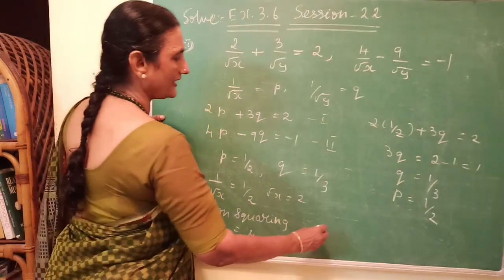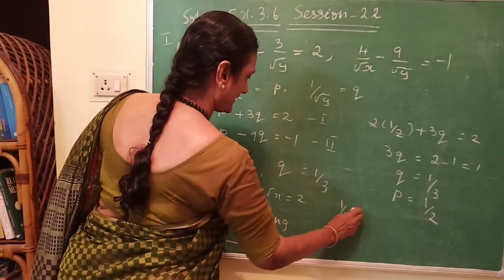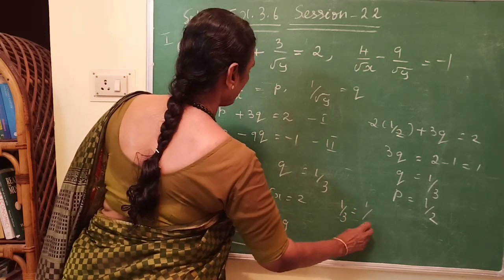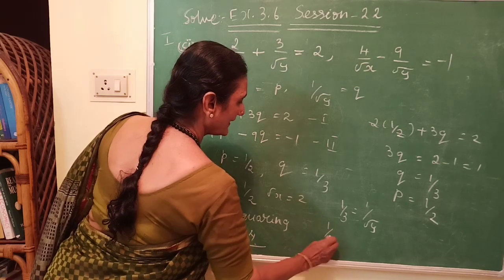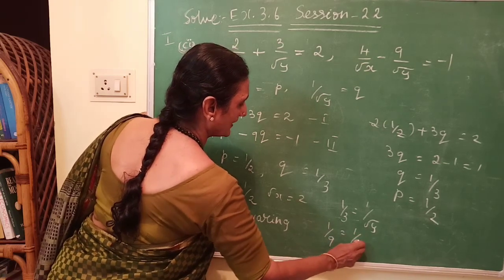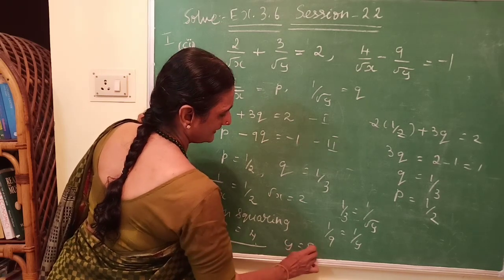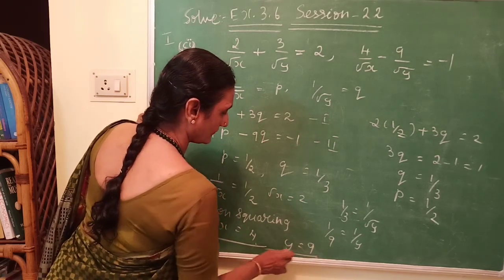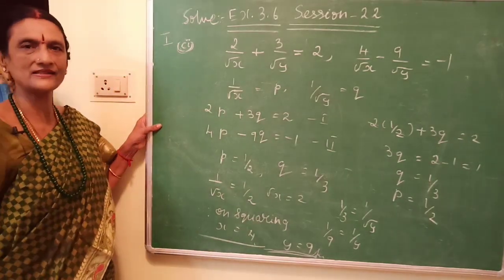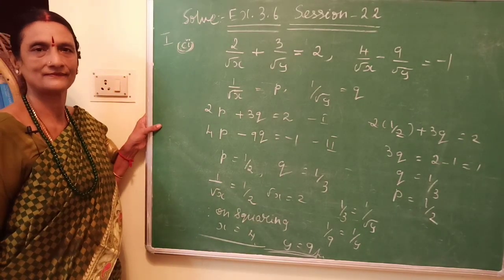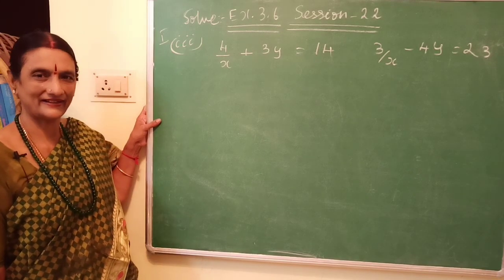Okay. Similarly, you take q is equal to 1 by 3. So 1 by 3 is equal to 1 by root of y. On squaring we will get 1 by 9 is equal to 1 by y. Therefore we will get y is equal to 9. So x is equal to 4, y is equal to 9 are the solutions for these linear equations. Now we will move on to the third subdivision in this exercise.